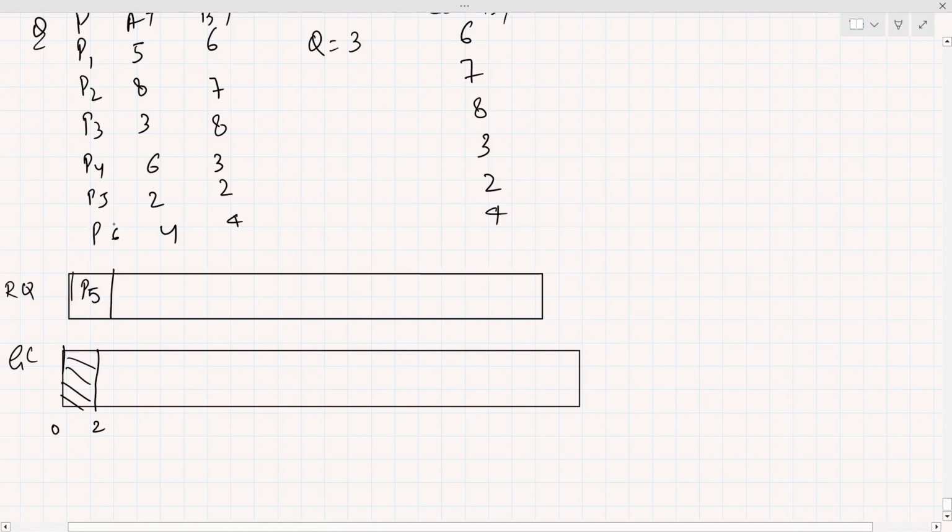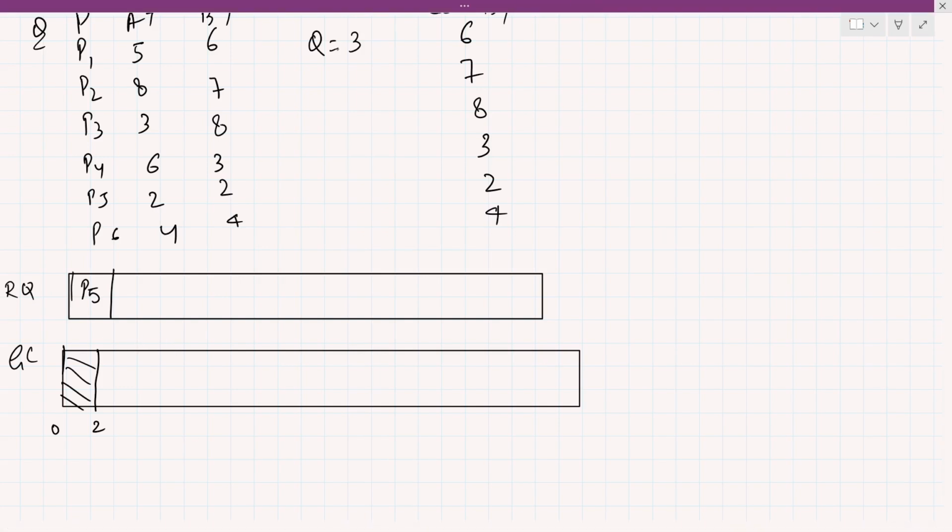So P5 comes into the ready queue. Remember this thing, the mistake most students make here: the time quantum is 3, so they make the CPU idle from 0 to 3. You cannot do that. Time quantum is basically the maximum time, and if there is no process in the queue, how can you keep it idle? If a process comes early, then you have to give the CPU to that process. You cannot make it wait just because the time quantum is 3.